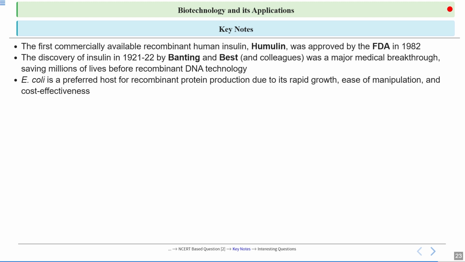E. coli is a preferred host for recombinant protein production due to its rapid growth, ease of multiplication, and cost effectiveness. Why do we use E. coli as a host to produce recombinant protein? Because of its rapid growth and ease of multiplication. We know that every 20 minutes E. coli can divide and multiply. So ease of multiplication, and it is cost effective.